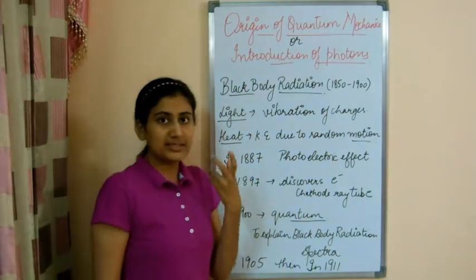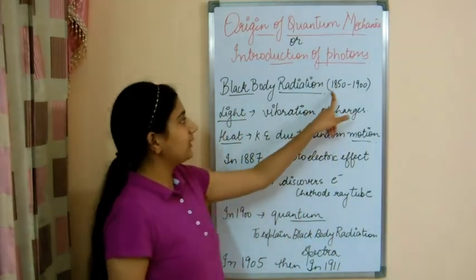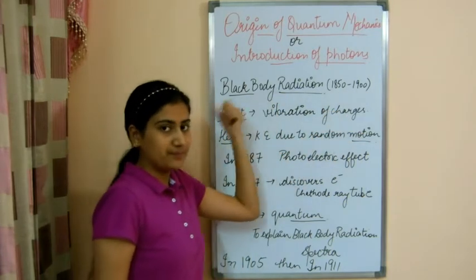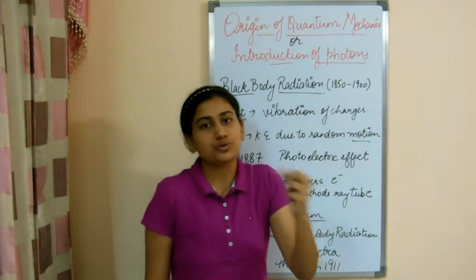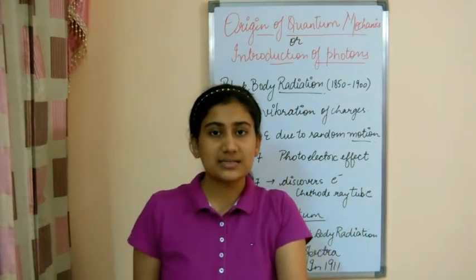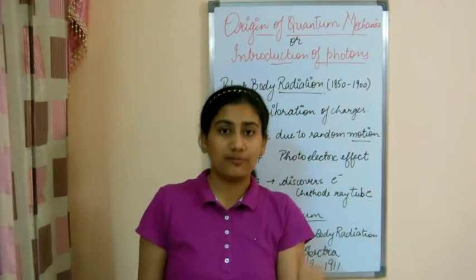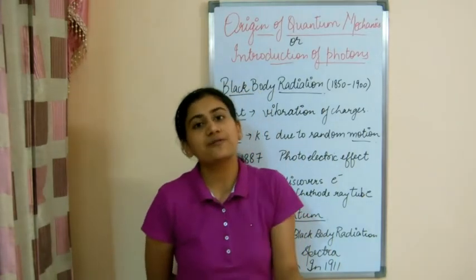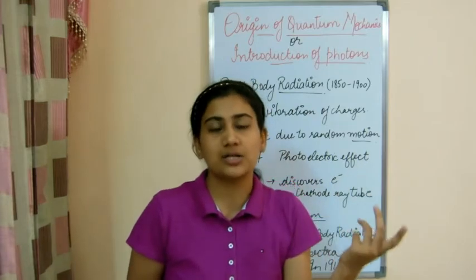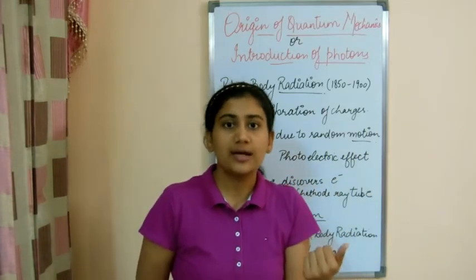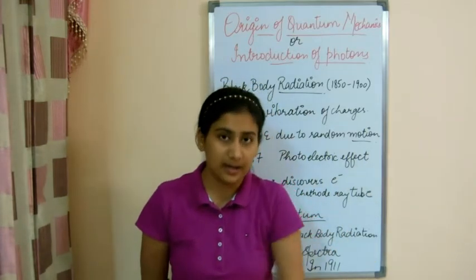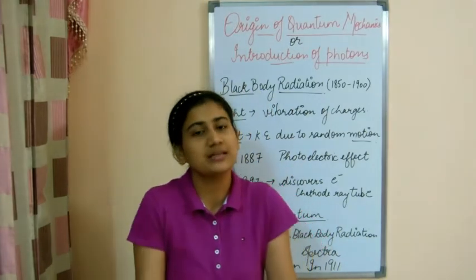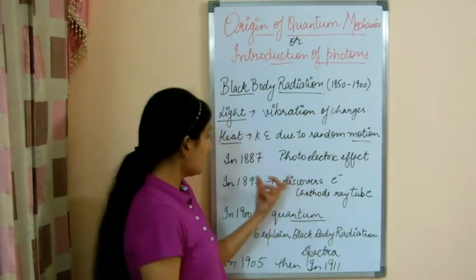Now, there was an experiment done between 1850 and 1900 named Blackbody Radiation. The scientist doing that experiment got his results, a spectrum of the body. What he observed was completely different from his calculations. He thought the result would be one way, but he got it another way. So what were the results? They kept on thinking, but still didn't get any answer.